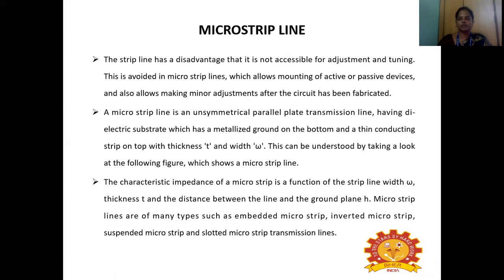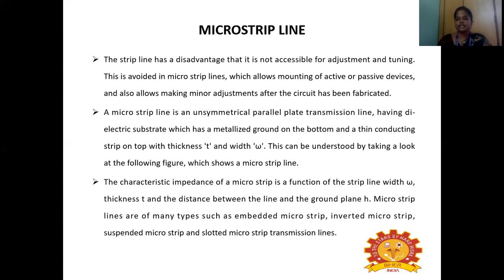Next, we will discuss the microstrip line. The strip line has a disadvantage that it is not accessible for adjustment and tuning. So using a strip line, adjustment and tuning is not possible. In order to avoid this, the microstrip line scheme allows mounting of active or passive devices, so minor adjustments can be made even after the circuit has been fabricated.